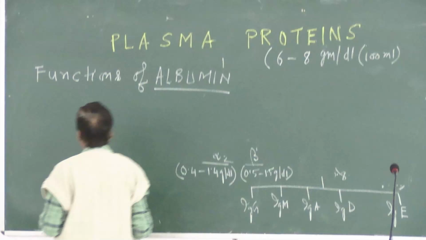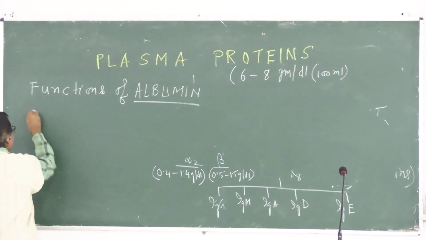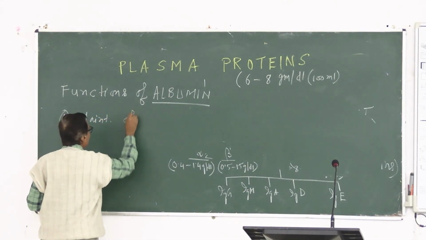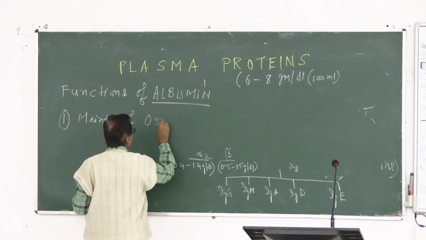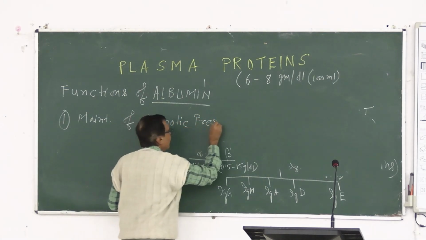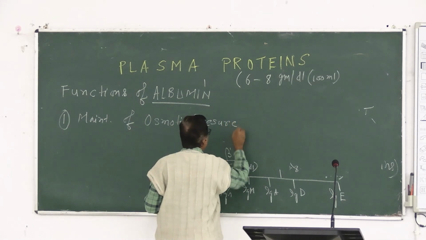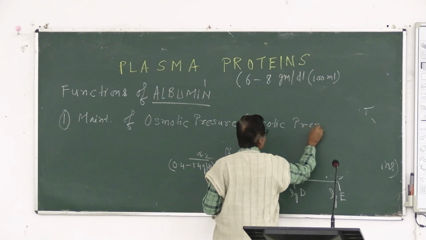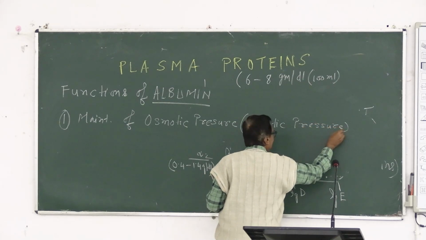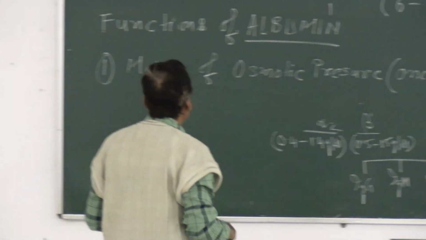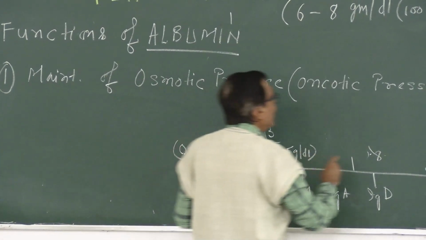The major function, number one and the most important, is the maintenance of osmotic pressure. What is it called? When osmotic pressure is exerted by protein or albumin, it is known as oncotic pressure. Oncotic pressure is nothing but osmotic pressure exerted mainly by albumin. So, maintenance of the osmotic pressure of blood.